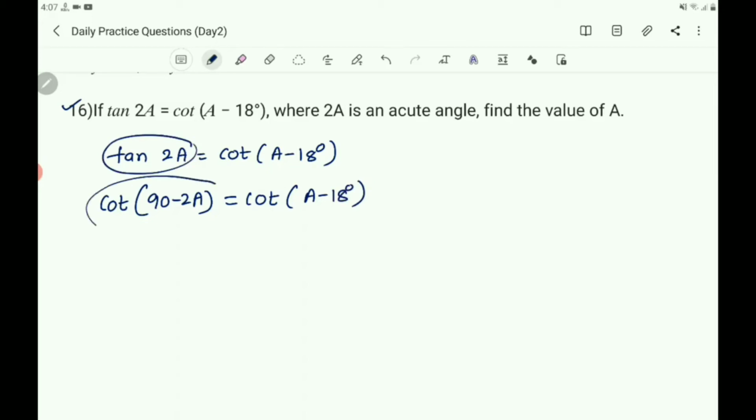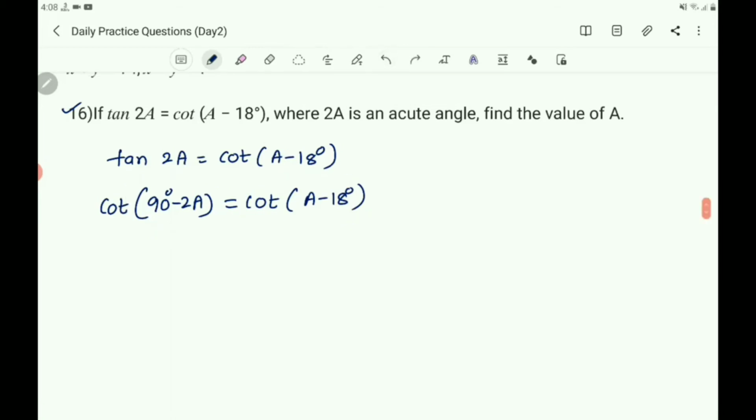Here it is a very important step. Here tan is converted into cot. Why is it converted into cot? Because the RHS is in the ratio cot. So you have to convert tan in terms of cot, and if tan is converted into cot, 2a becomes 90 degrees minus 2a. Now here cot is there, and here also cot is there. As they are the same ratio, you can equate them. So this implies 90 degrees minus 2a equals a minus 18 degrees.